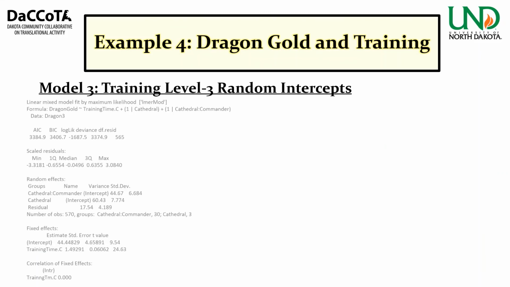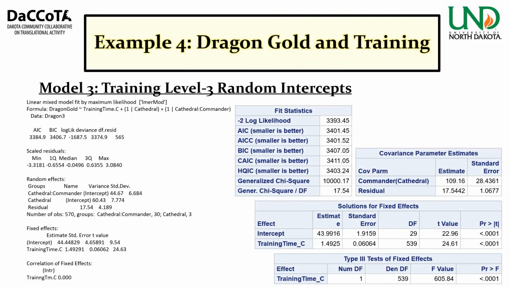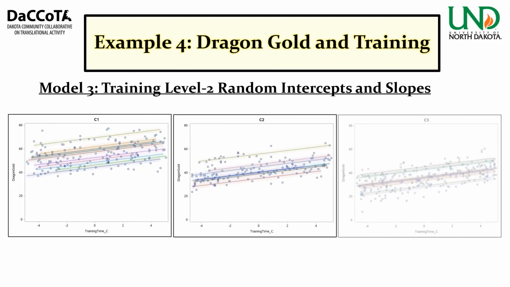Yeah, training is still significant. Looks like cathedral had a higher variance than commander, so you can see here over in R. So it looks good that we included three levels. Yeah, cathedral had higher variance than commander nested in cathedral. And plotting this here in SAS, cathedrals 1, 2, and 3 are starting at different places. Commander in cathedral 1 had higher starting points compared to C2 and C3. C3 had the lowest.